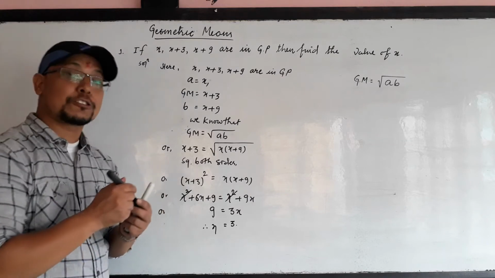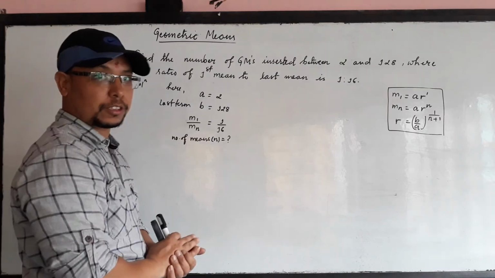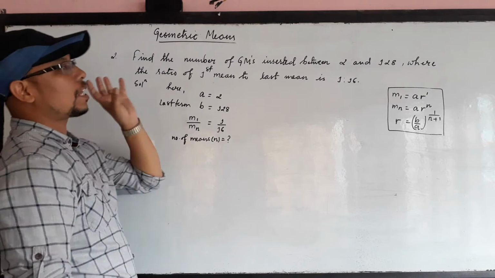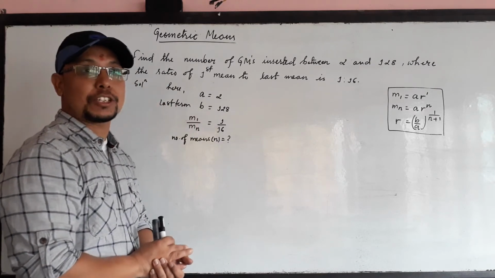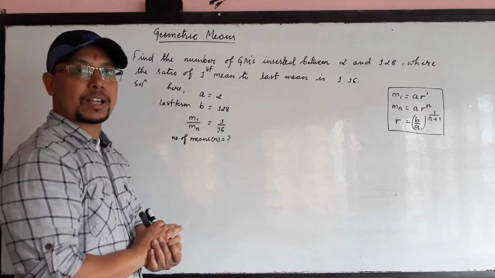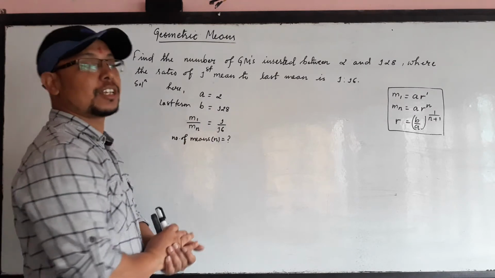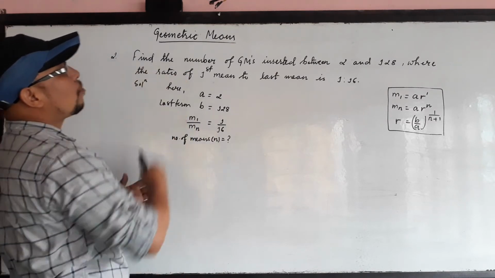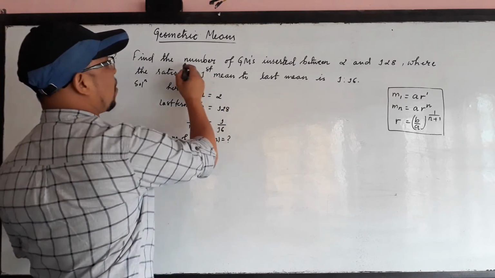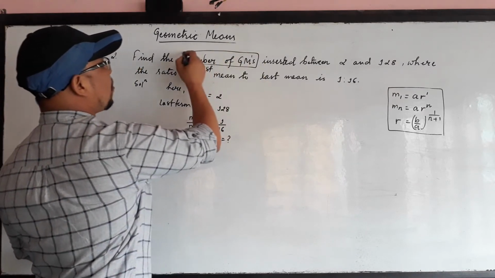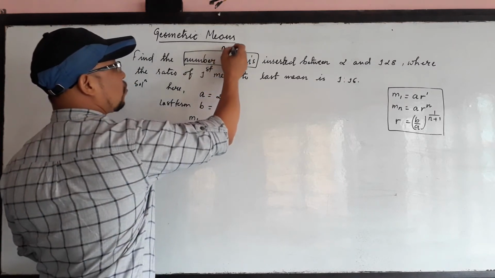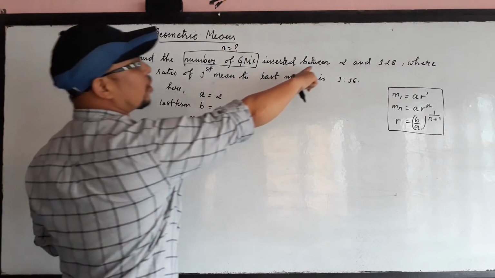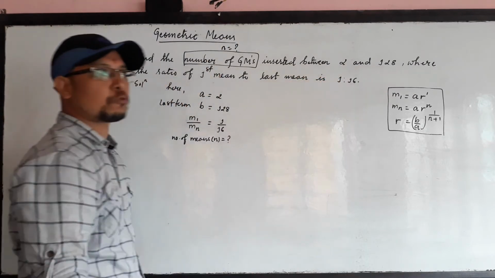Okay students, now let's do question number 2. See question number 2, this is another very important question for the SEE examination, and it carries 4 marks in your examinations. Find the number of GMs. Look here, number of GMs means number of means, that means n equals what? Inserted between 2 and 128.